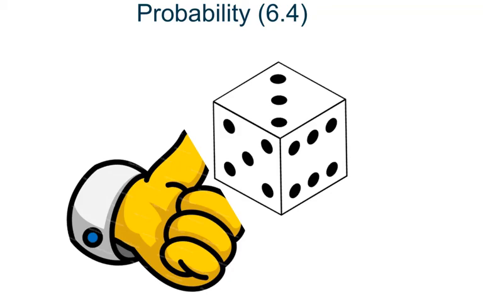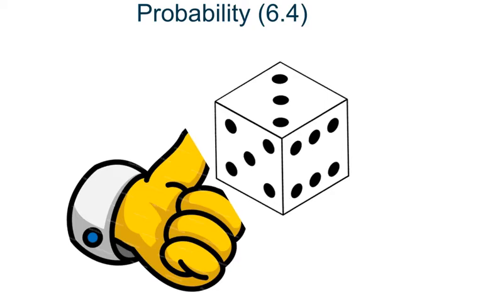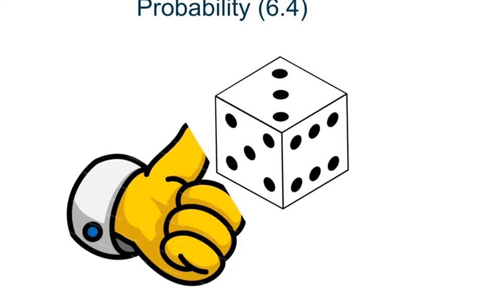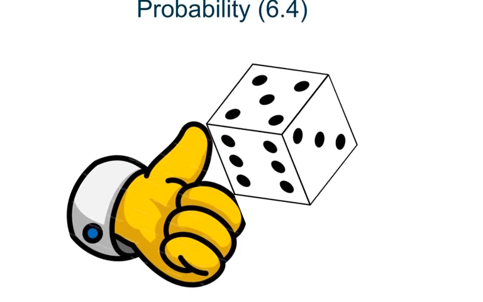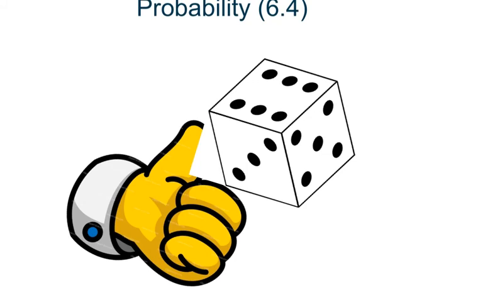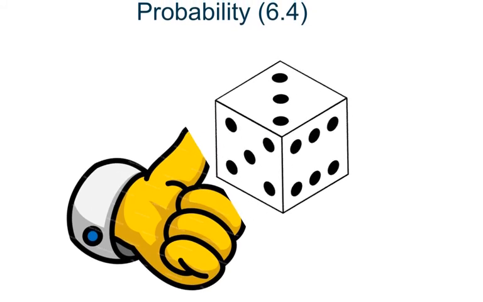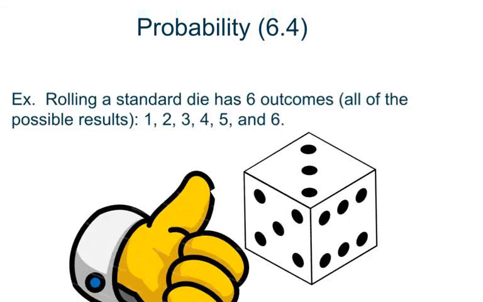Let's talk probability. Probability sometimes deals with rolling dice or die. So think about all the different possible outcomes on this particular die. You could get a 5, you could get a 6, a 3, a 1, a 2, a 4. So rolling a standard die, like this one, has 6 outcomes.